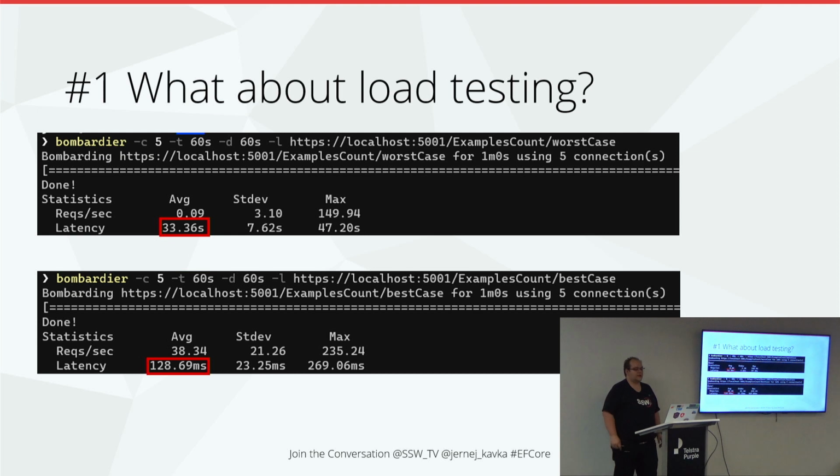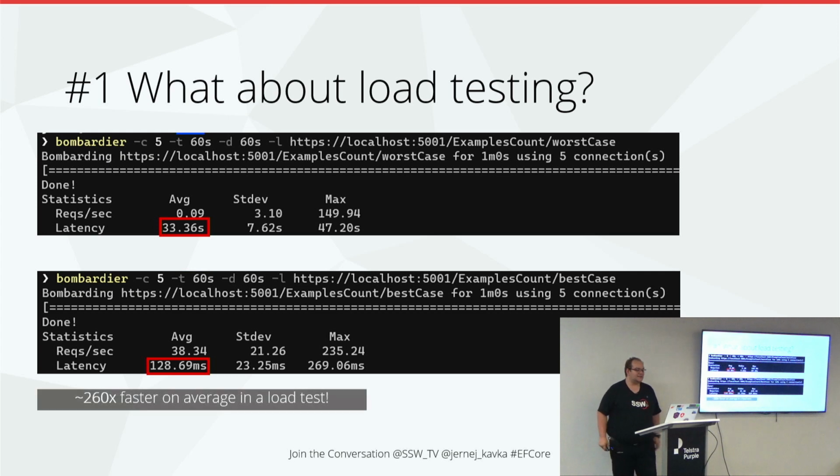But if we look at the one where we used counting in the database, it finished in 128 milliseconds. So that is 260 times faster when you're load testing that one web request. So you remember previously it was 64 times faster. It turns out when you put some load on it, the difference becomes larger, which is why sometimes it's more important to test how your code performs under load rather than in a single run.